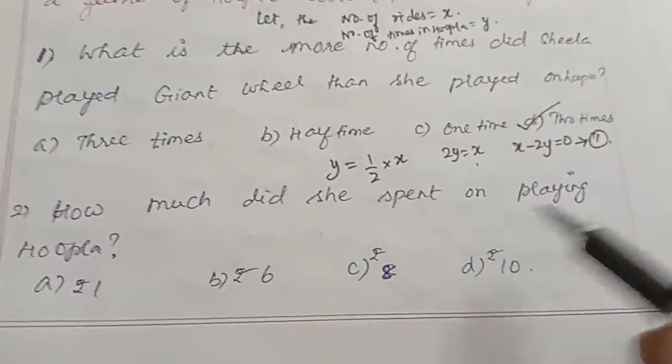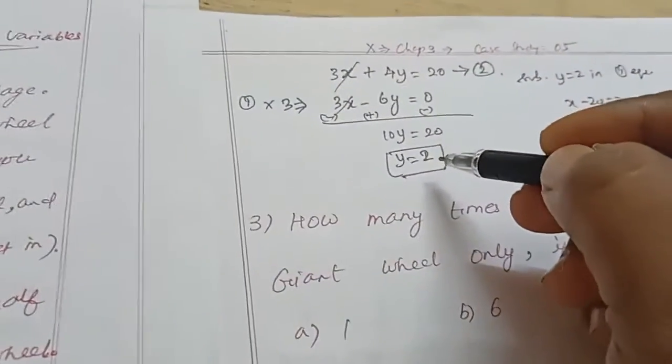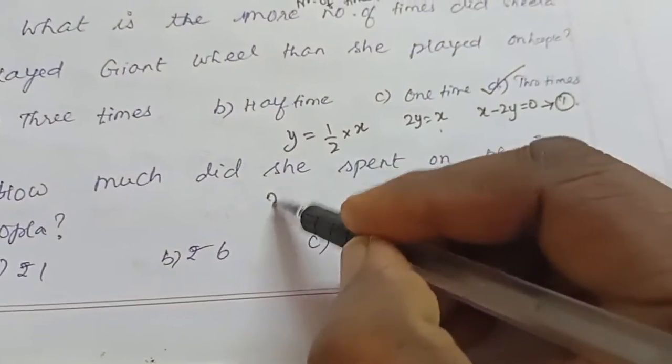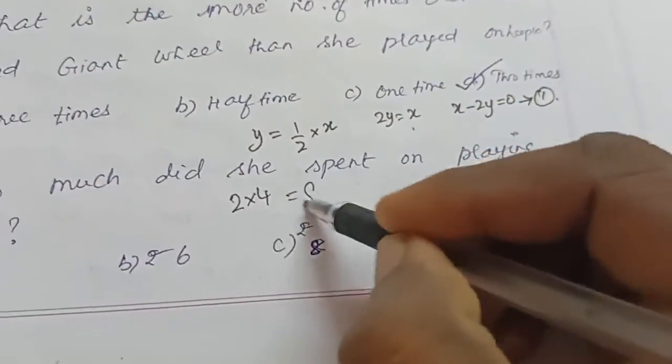Now the second question asked: how much did she spend on playing hoopla? How many times did she play hoopla? 2 times. Each time it is 4 rupees. So 2 into 4 is 8. So option C is correct.